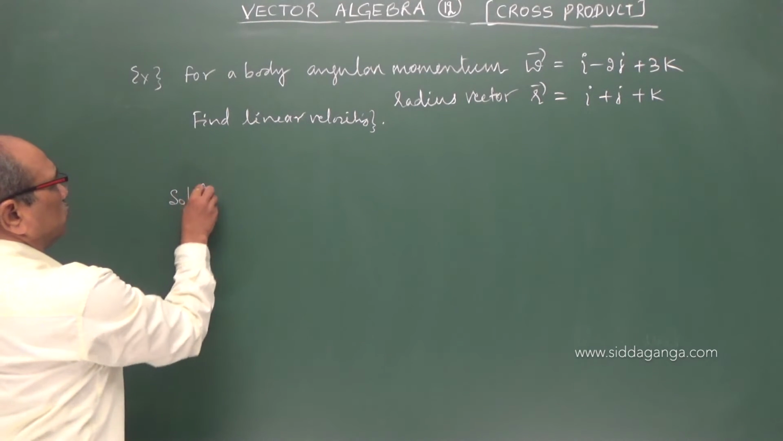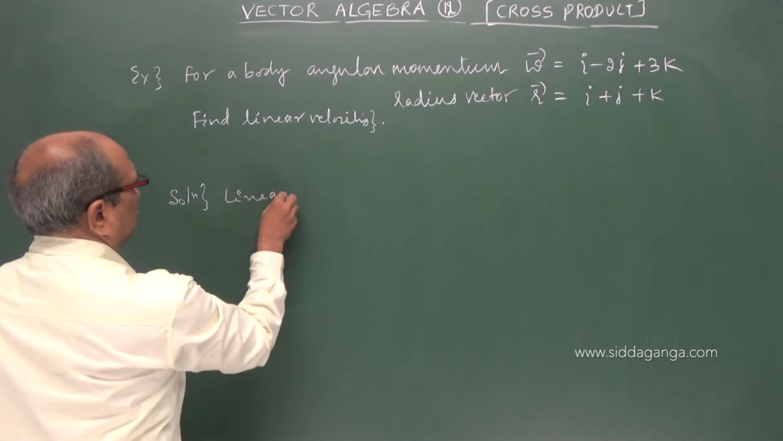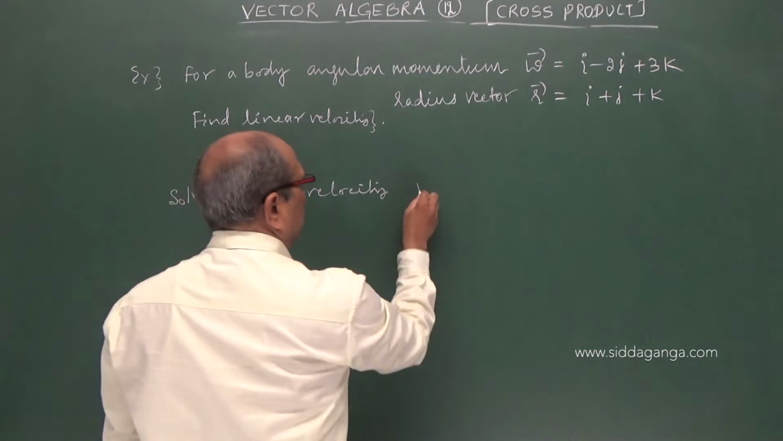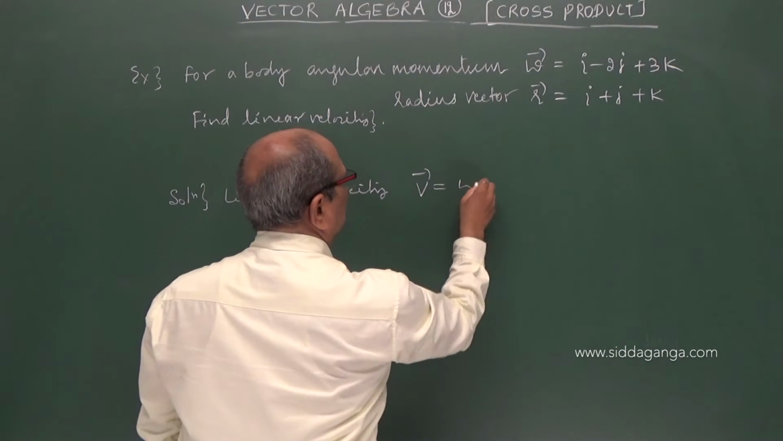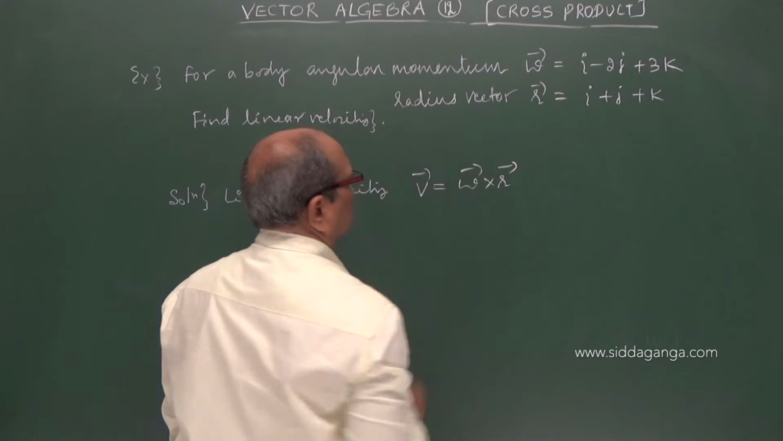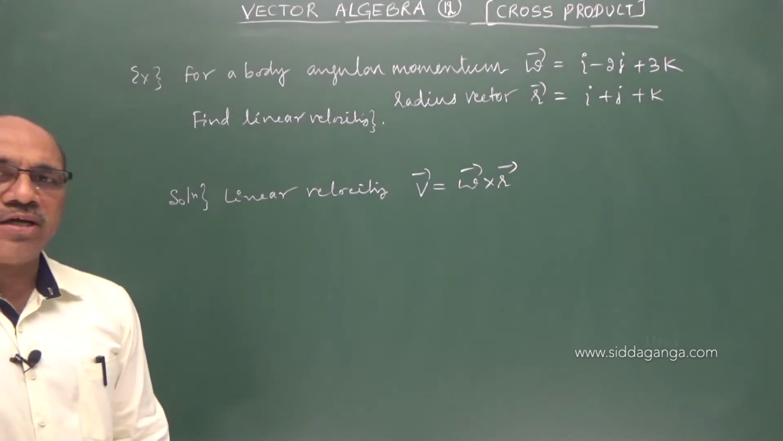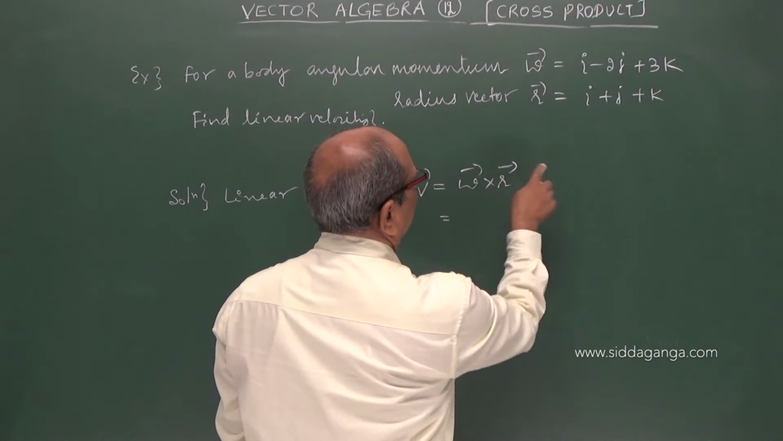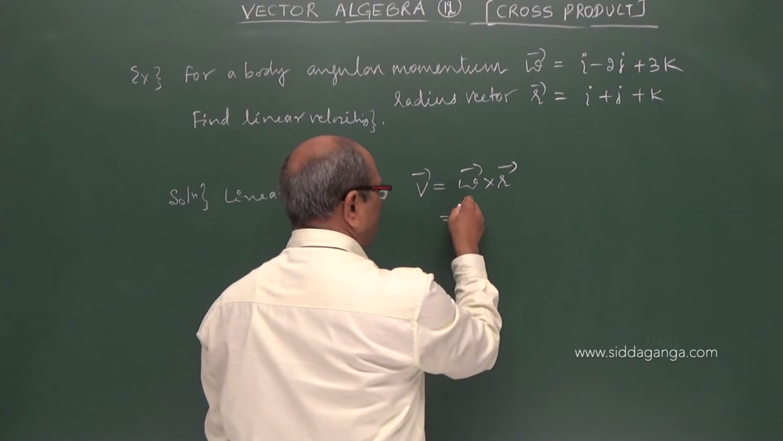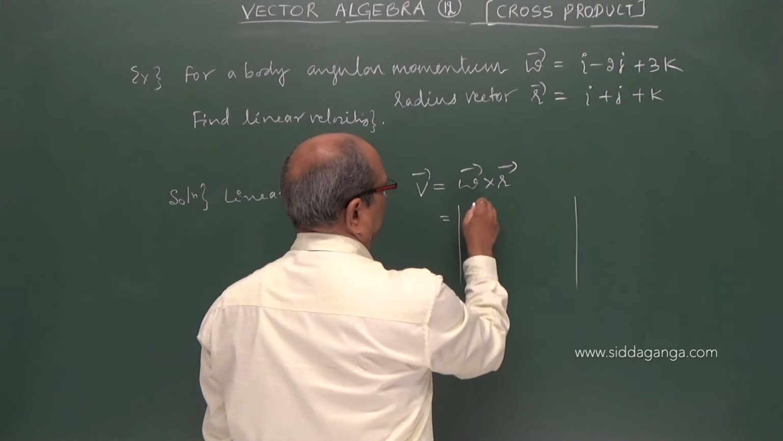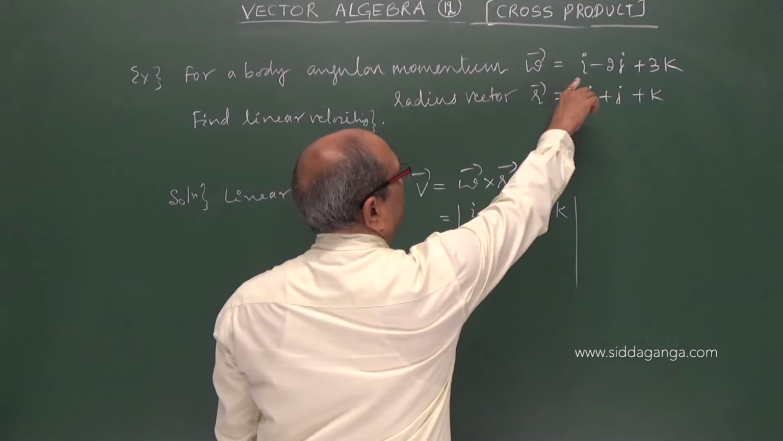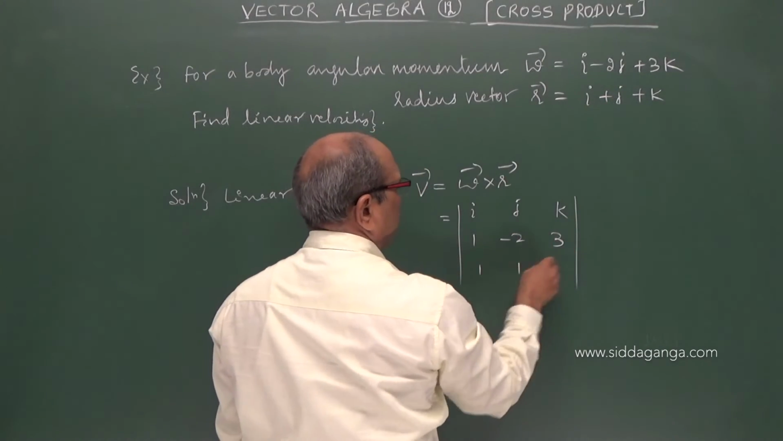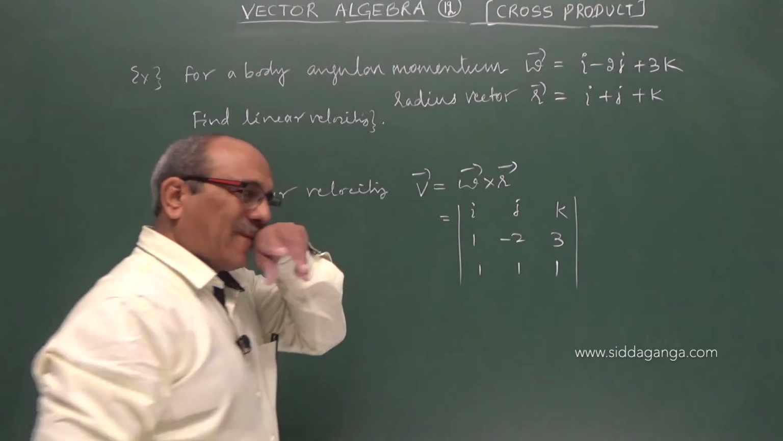So coming to the solution, linear velocity of the body: they are given in vector form. Velocity is also a vector. Those two are vectors, so you can take omega cross r. Omega cross r is equal to v. So write omega cross r as a determinant: i, j, k; 1, minus 2, 3; 1, 1, 1.